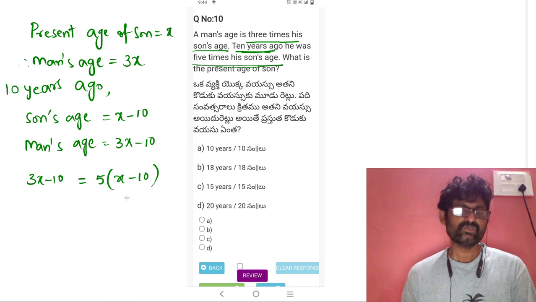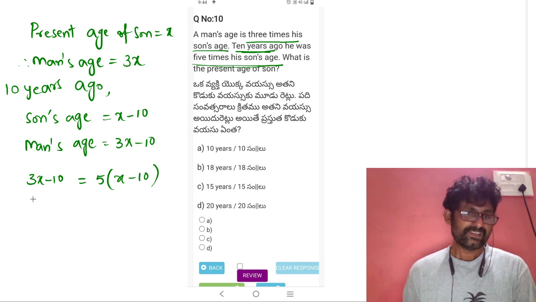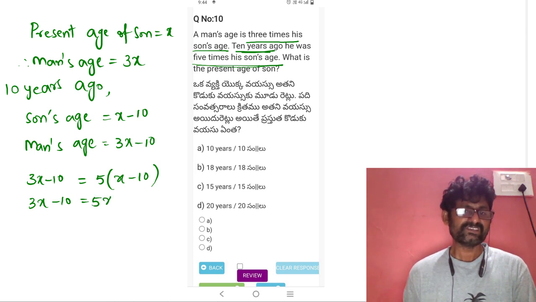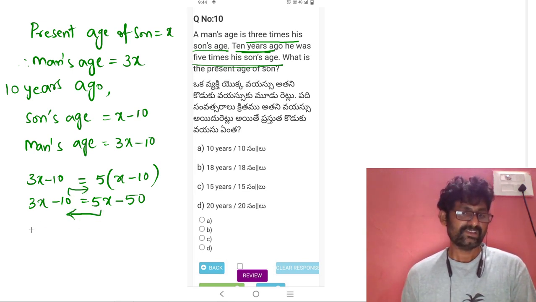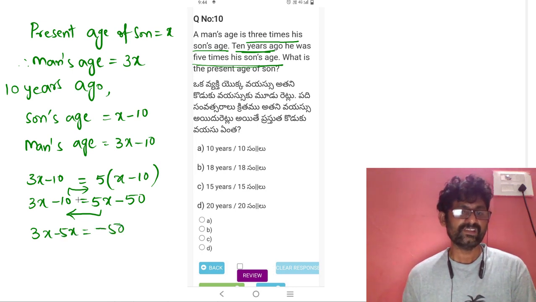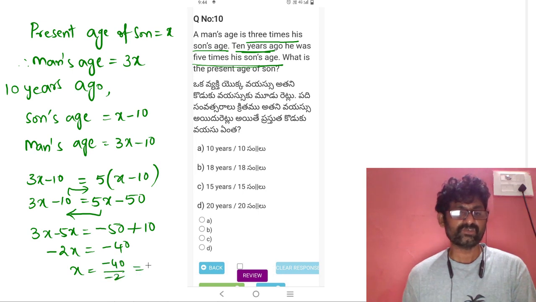Now let us solve this equation to get the value of x. 3x minus 10 equal to, distribute it, you will get 5x minus 50. We need to find out the value of x. So send this 5x to the left side and negative 10 to the right side. So 3x minus 5x equal to negative 50 plus 10, since negative 10 moved to the right side becomes plus 10. 3x minus 5x means minus 2x, which is equal to minus 50 plus 10, that is minus 40. So x equal to minus 40 by minus 2, which is equal to 20.